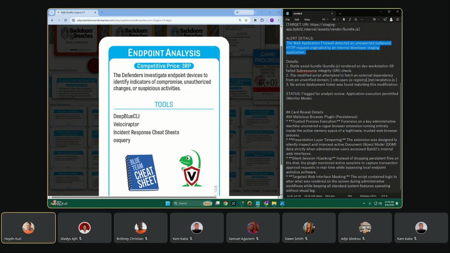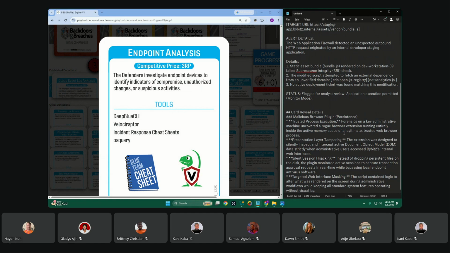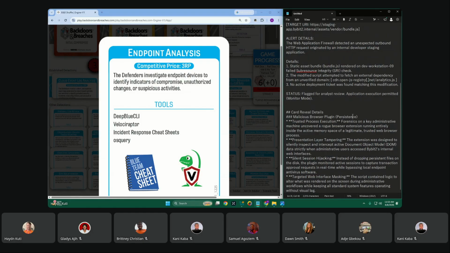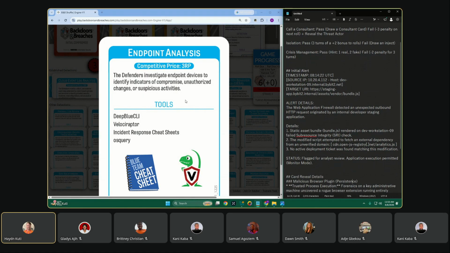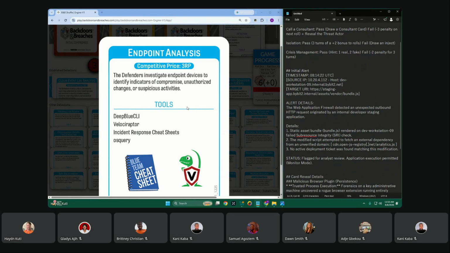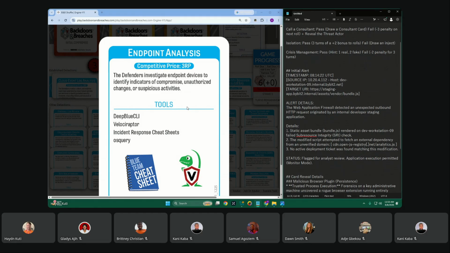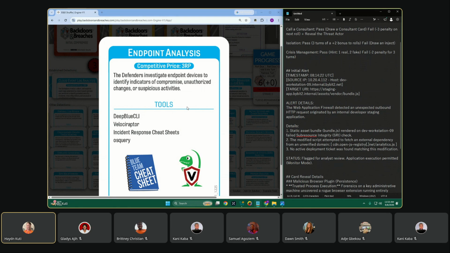You guys have not had good luck so far, and so far you guys are 6 turns in, and you've got the persistence mechanism. And that's fine that you can't talk. We'll ask for your opinion in the chat if you'd like to provide it there. You don't need to be on. The last thing that was happening was Don was saying we should check out endpoint analysis again. Vendors investigate endpoint devices to identify IOCs, unauthorized changes, or suspicious activities. Endpoint is going to directly target the browser extension, file paths, and memory for the workstations.